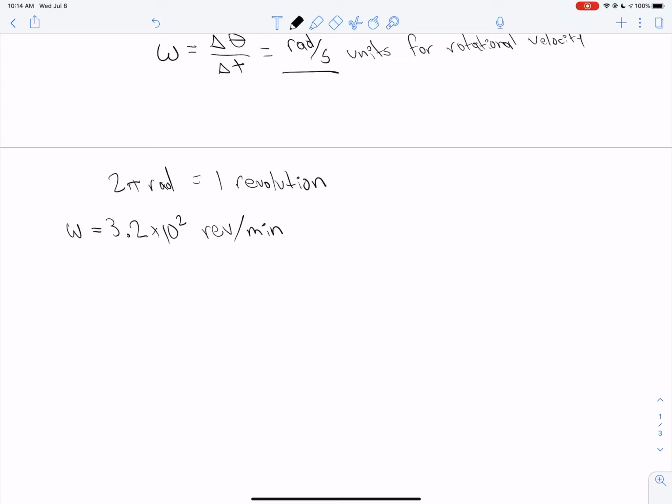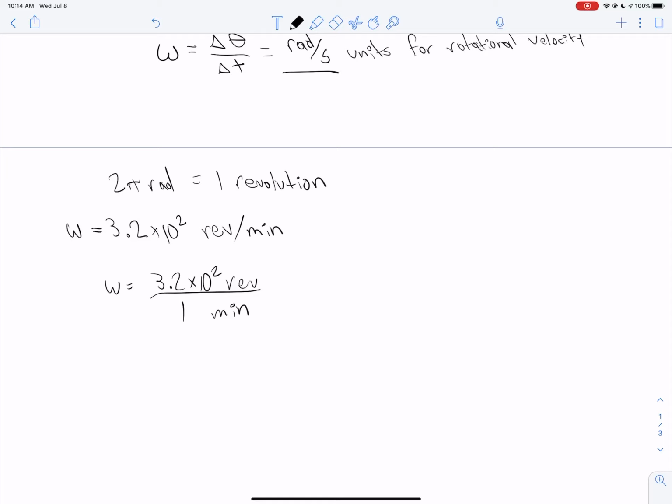First, we need to change this to radians per second. This is simple enough. Let's rewrite our speed: 0.2 times 10 to the second revolutions per 1 minute. So first, let's start off by getting rid of our revolution.